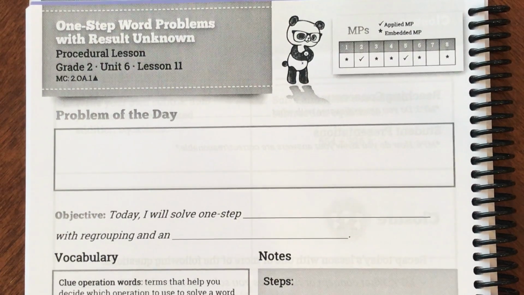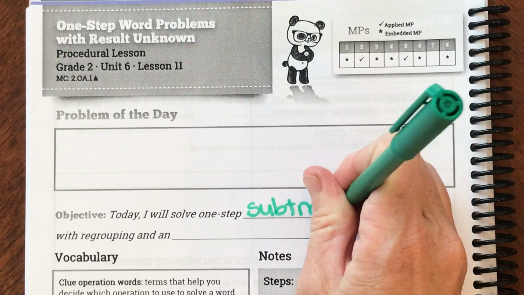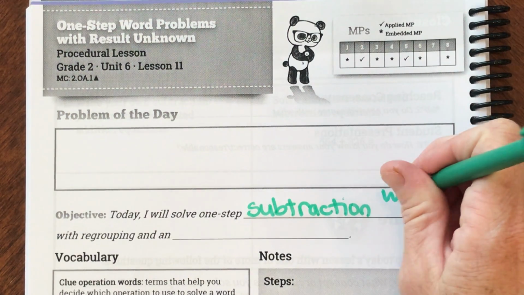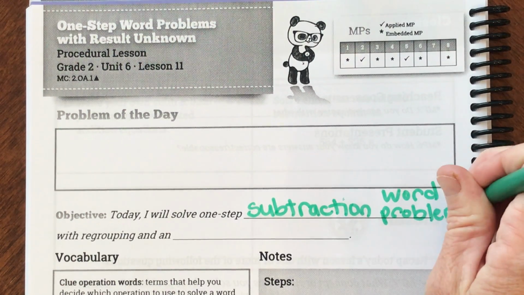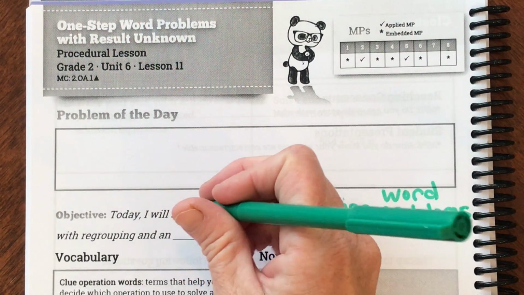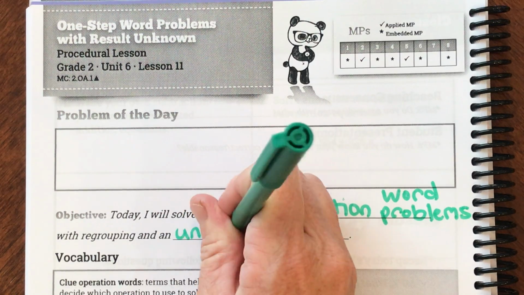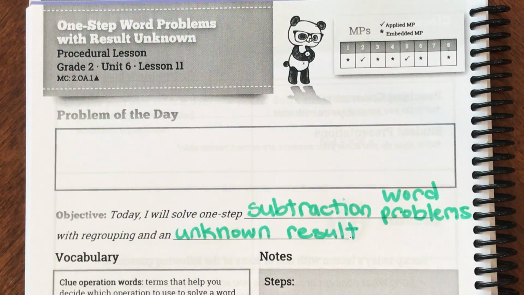Today we are on page 117 of your student journal, page 117. And our objective for the day is: today I will solve one-step subtraction word problems. And I know they always make us squish our words. Subtraction word problems with regrouping and an unknown result. Okay, I'll give you a second to write that.